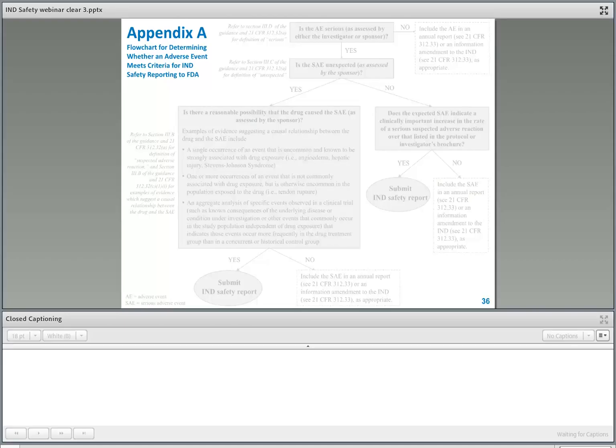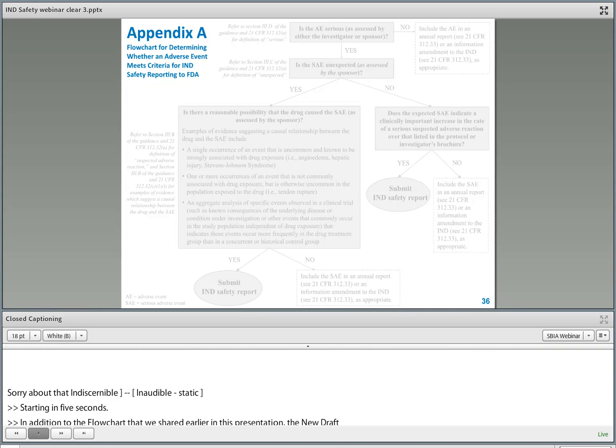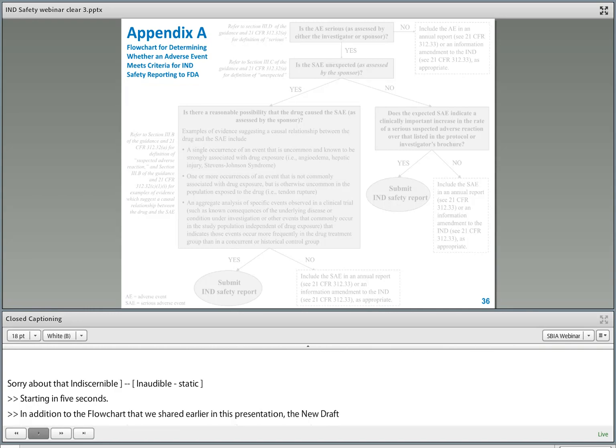In addition to the flowchart that we shared earlier in this presentation, the new draft guidance includes 3 other flowcharts that seek to simplify complex IND safety reporting subjects. Before we conclude this webinar, I'd like to walk through one of these flowcharts that I think you may find useful in determining if an adverse event meets criteria for safety reporting.